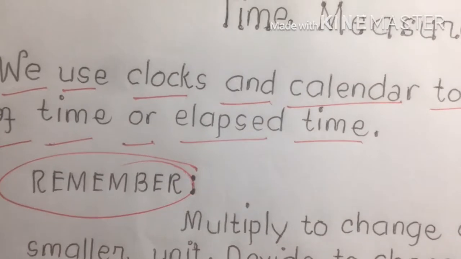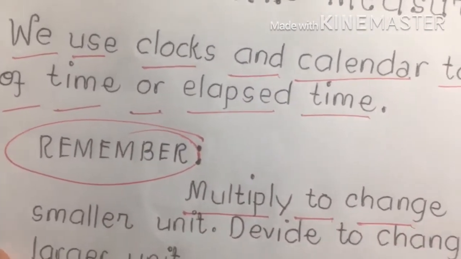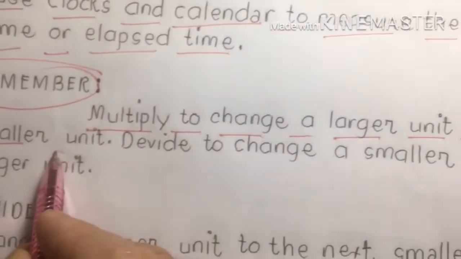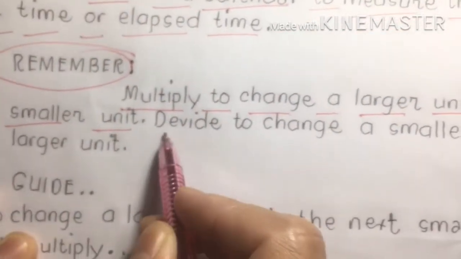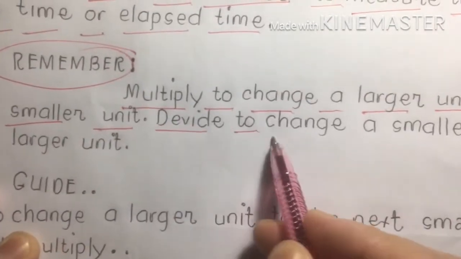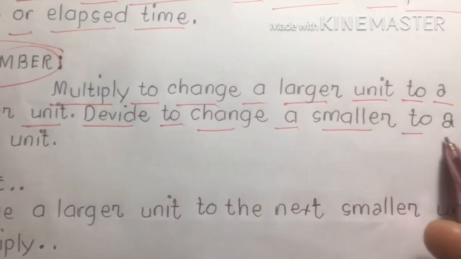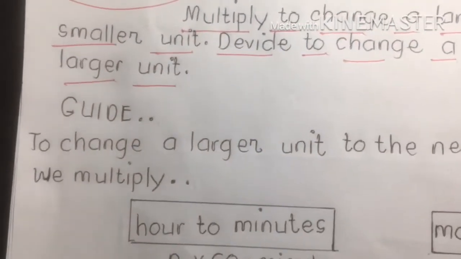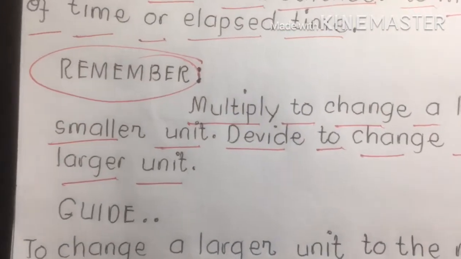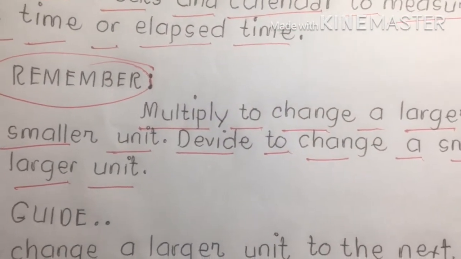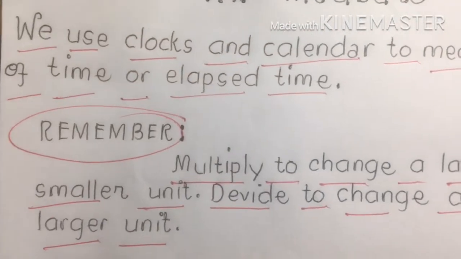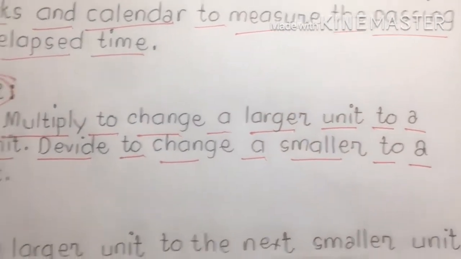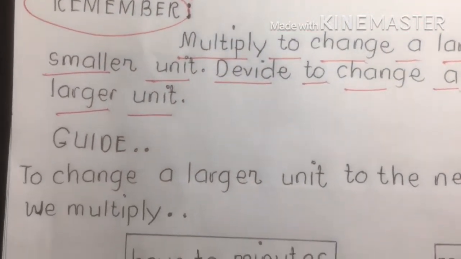Remember class, we multiply to change a larger unit to a smaller unit. Then we divide to change a smaller to a larger unit. So for example, we have here our guidelines on how you are going to multiply or divide a time in order that it will appear as the correct time measurement. Here are the following guidelines, my dear students. Please follow, guys.